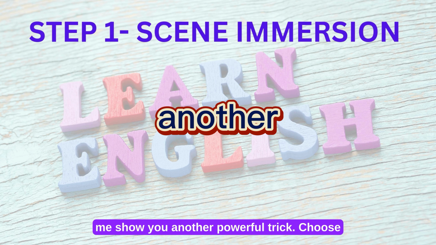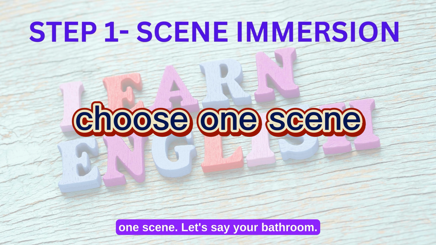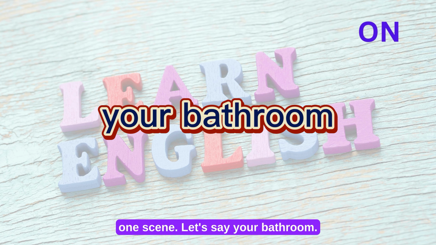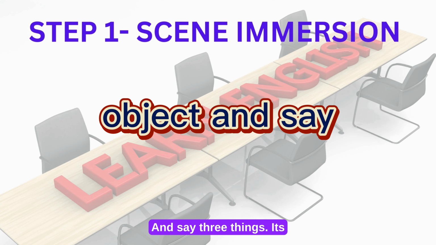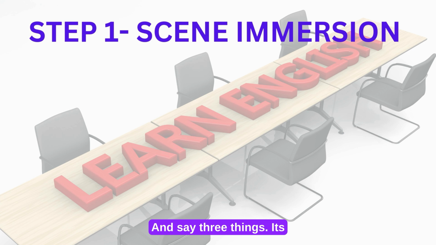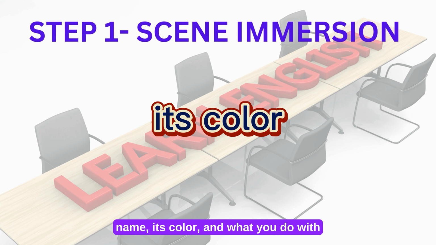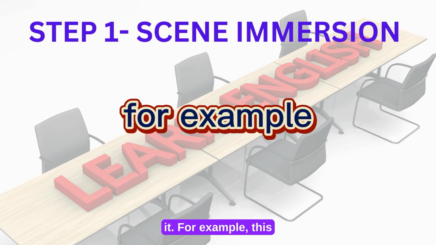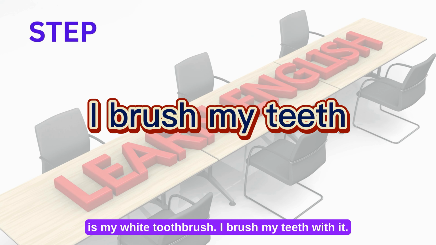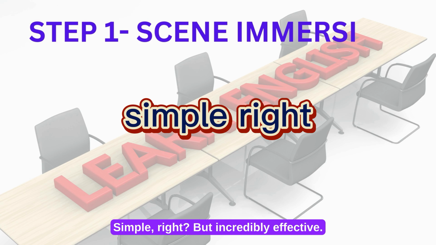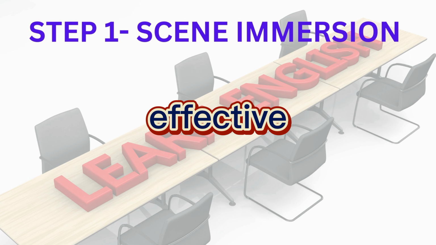Let me show you another powerful trick. Choose one scene. Let's say your bathroom. During your morning routine, touch each object and say 3 things. Its name, its color, and what you do with it. For example, this is my white toothbrush. I brush my teeth with it. Simple, right? But incredibly effective.